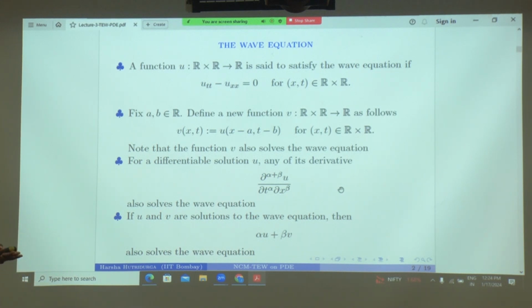You give me two solutions, you add them, take the linear combination, it also solves the wave equation. Okay? And this is all possible thanks to the linearity of the equation, but don't worry about that. Okay, so these are the certain properties that we keep in mind. These all could be some of the problems in the problem sheet. You can try. I mean, these are just straightforward.